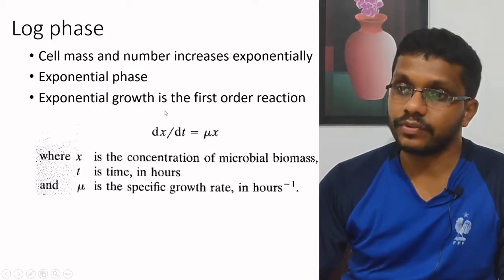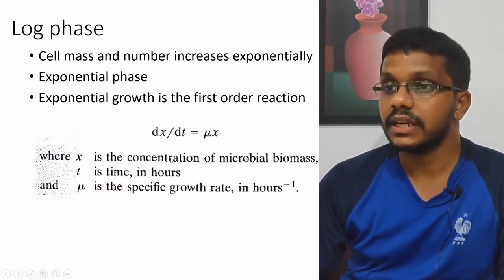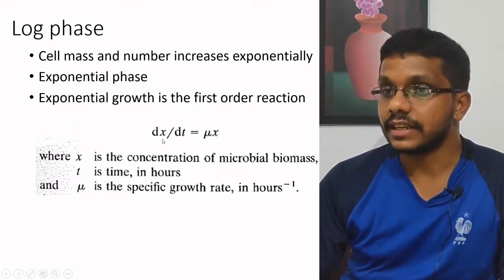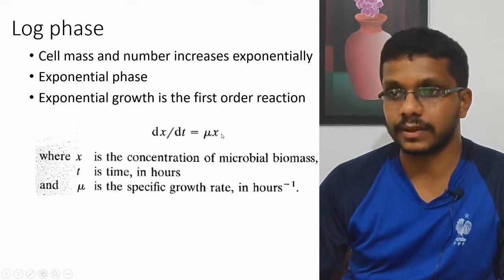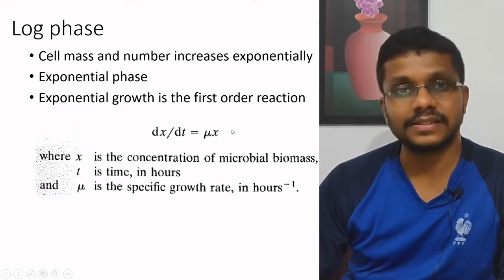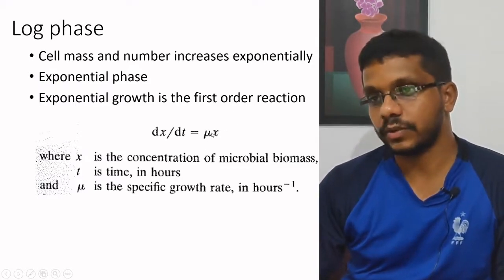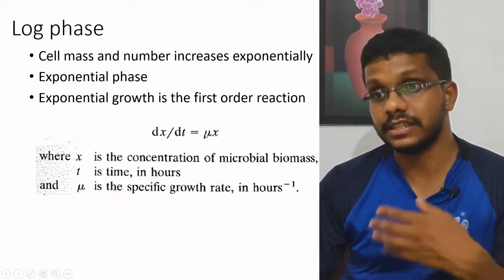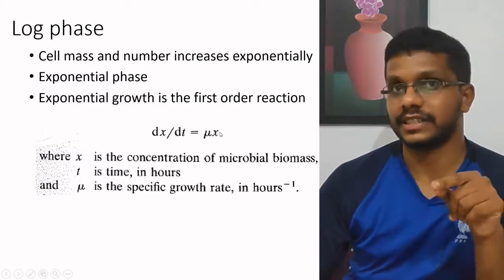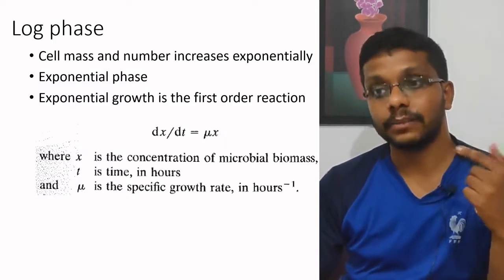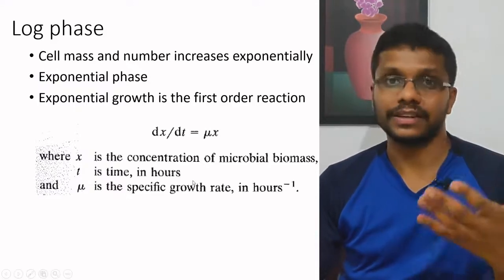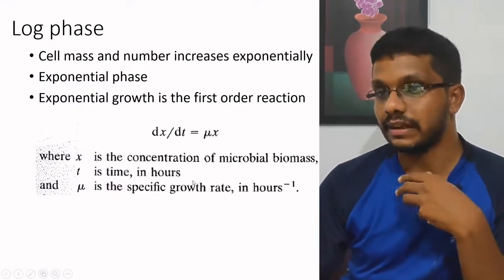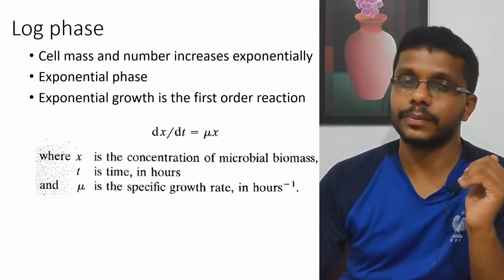So in the log phase, which is a first order reaction, the rate of change in biomass is given by mu x, where mu is the growth rate and x is the biomass concentration. So the rate of growth is influenced by the specific growth rate as well as the concentration. If the concentration is high, the number of cells is high, and the growth rate will be high. If the specific growth rate, the capacity of the microorganism to grow, is high, the growth rate will also be high.